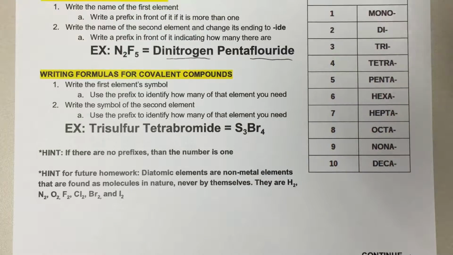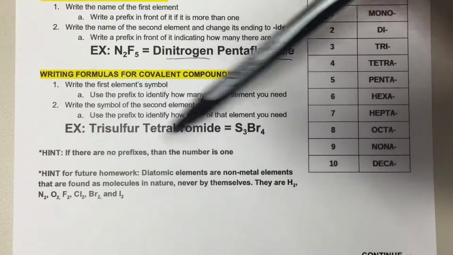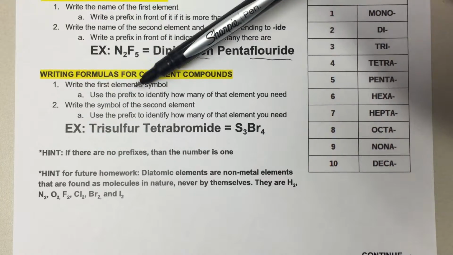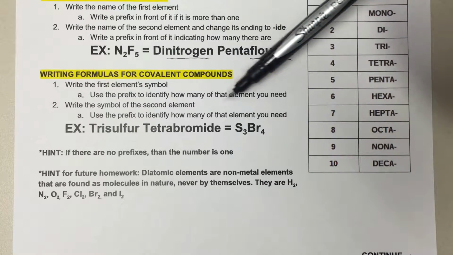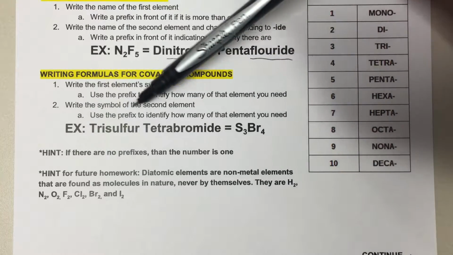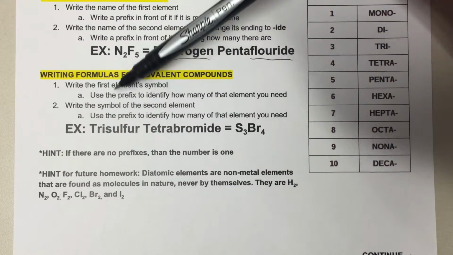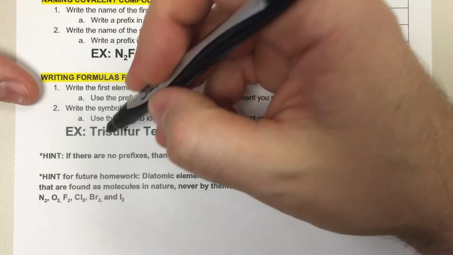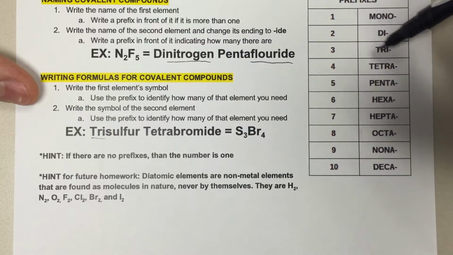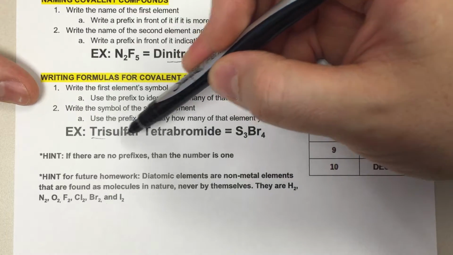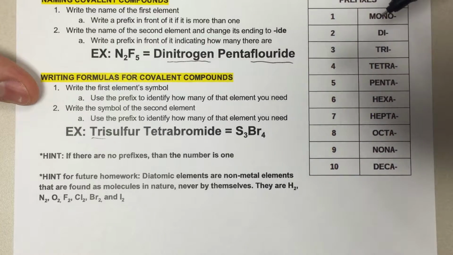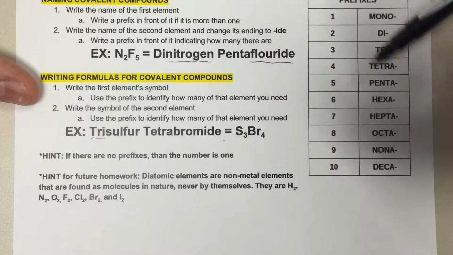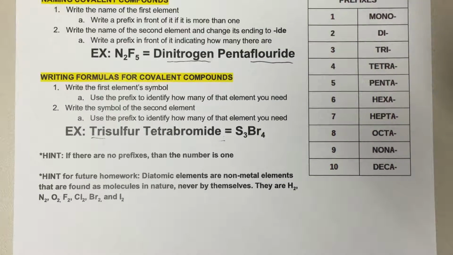Writing the formulas. If you are given the name of a covalent compound, this is how you turn it into a formula. You write the first element's symbol. You use the prefix to identify how many of that element you need. Then you write the symbol of the second element, and you use the prefix to identify how many of those you need. For example, what is the prefix for tri? Tri means 3. Trisulfur, S3. Tetrabromide. This is the element bromine. Tetra is the prefix for 4. I need 4 bromines. Easy.